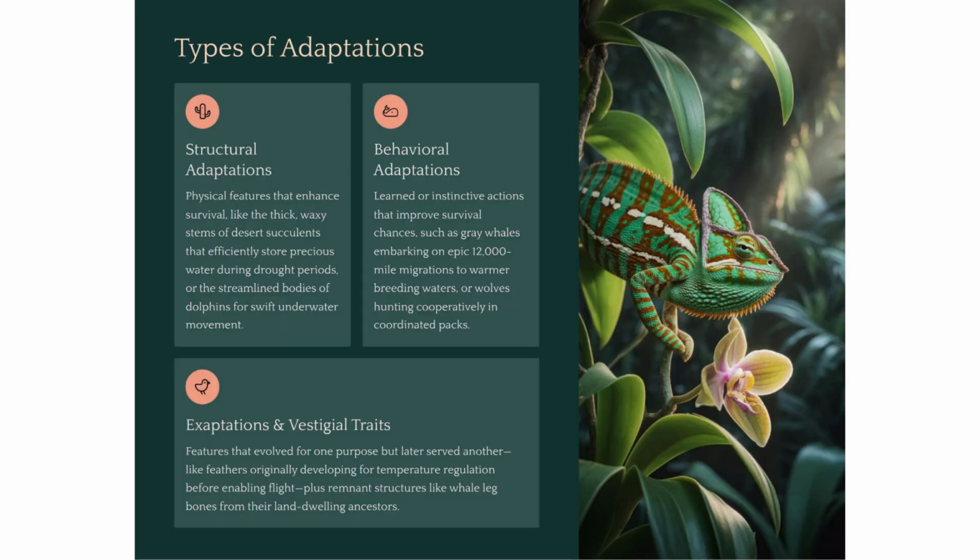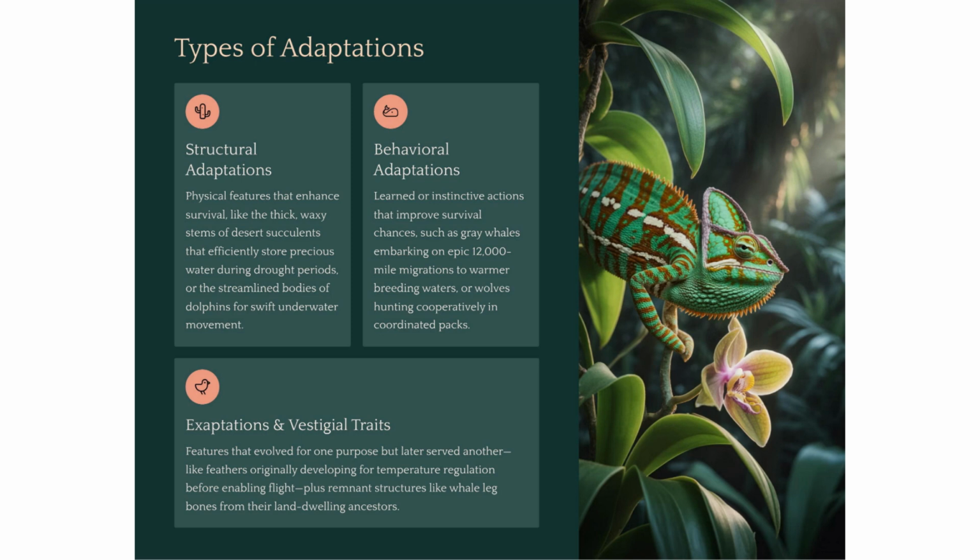Students, let's look at the different types of adaptations. First, structural adaptations. These are body features. For example, desert succulents have thick, waxy stems to store water, and dolphins have streamlined bodies for fast swimming. Second, behavioral adaptations. These are actions. Whales migrate thousands of miles to breed, and wolves hunt in groups to catch food.